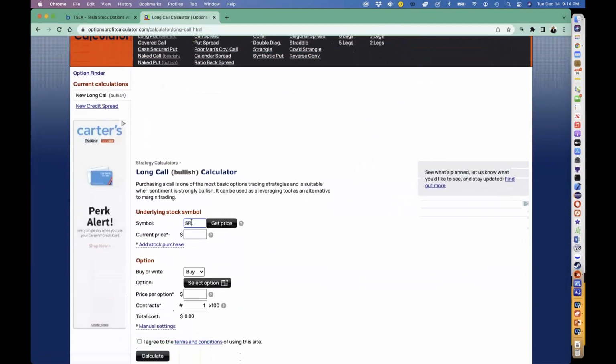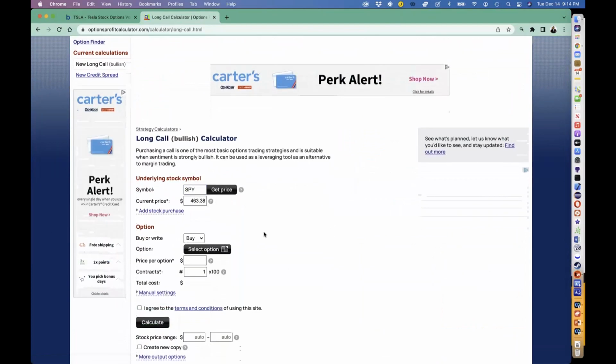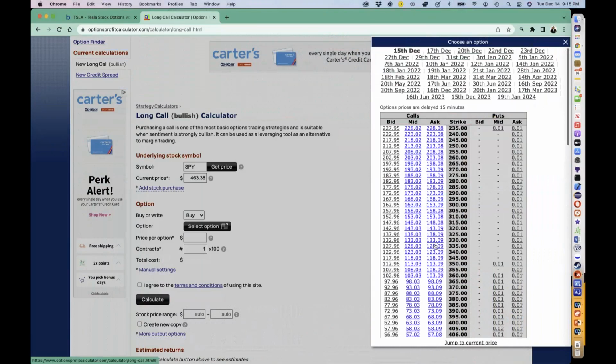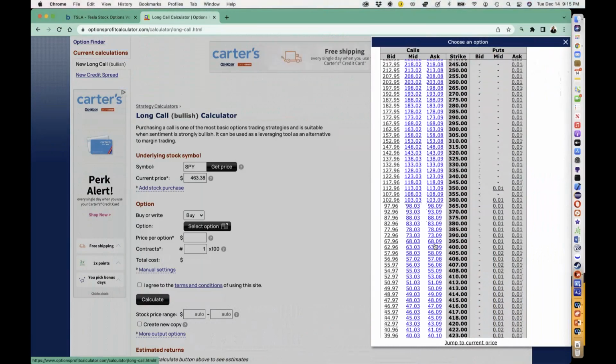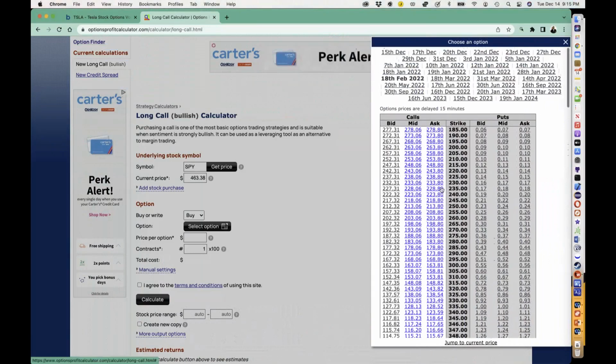It should auto-populate the current price for you. So we're going to buy the call, and then click on that select option button. And then let's just choose something on the top. There are the expiration dates. Choose something. Let's go here, right on the top. Let's say 18th February 2022.